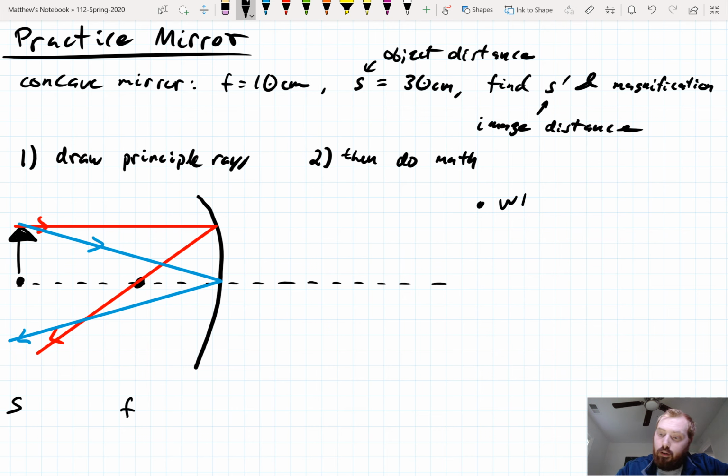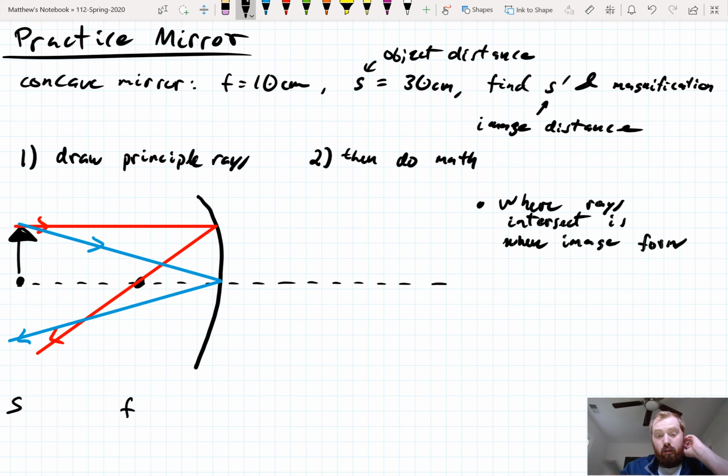So, where rays intersect is where the image forms. Right? Well, they intersect. I'll use orange here. Right there, that's where they cross. So here's S prime. There's our image. So things that we can expect, right?